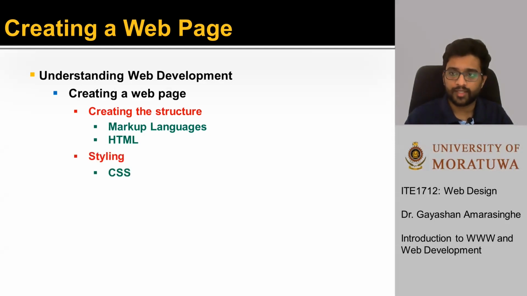Next aspect is the style of the web page. This is implemented using CSS, cascading style sheets, which is a language used for describing how a document is presented to the user.